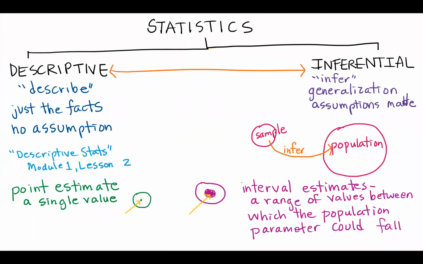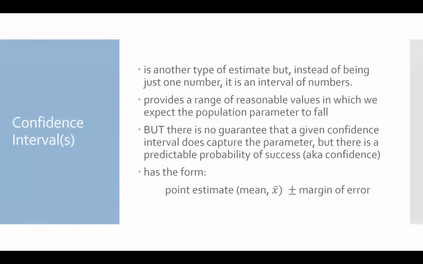So a confidence interval is simply another type of estimate, but again, instead of being just a single number, it is an interval of numbers. You kind of get that sense because of the word interval, and it gives us, again, that range of reasonable values in which we expect our population parameter to fall.